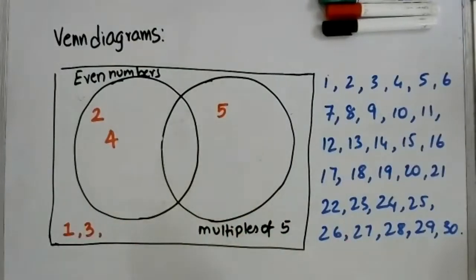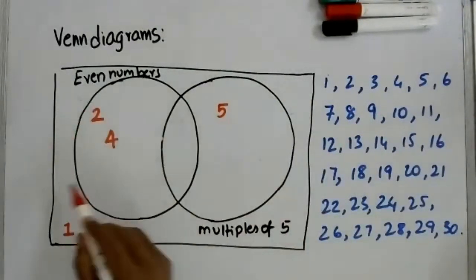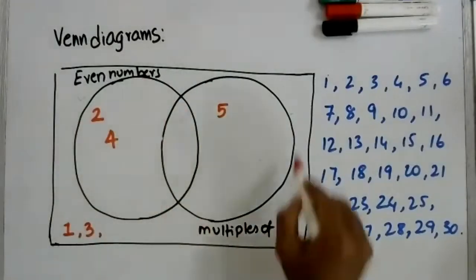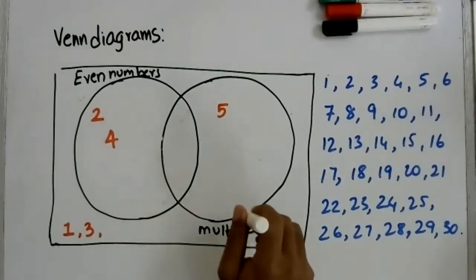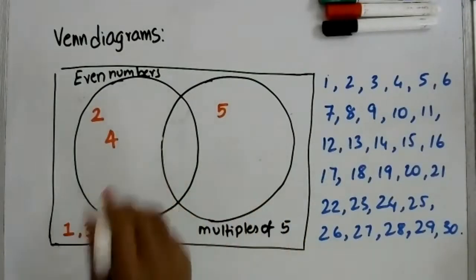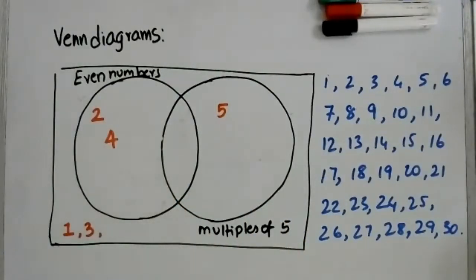So similarly, you can start putting all the numbers into either this group or this group. But there are some numbers which will come both as multiples of 5 and as even numbers. So you have to decide where you are going to put those numbers. Complete the task and then tell me when you're finished.